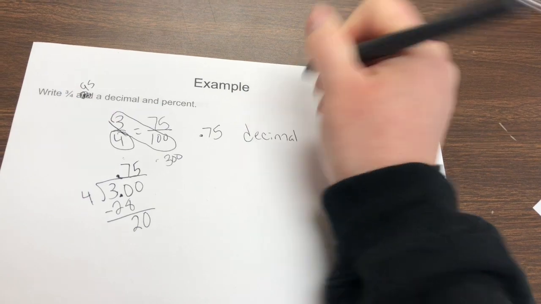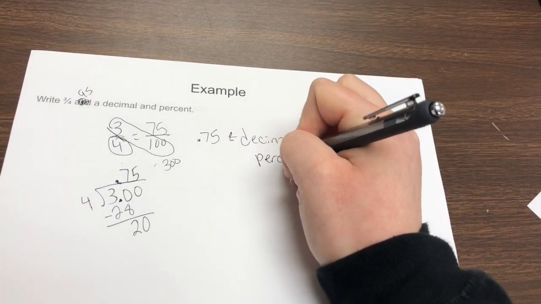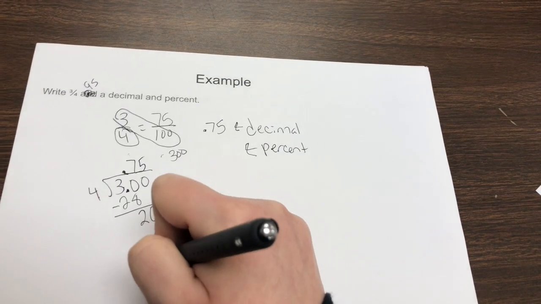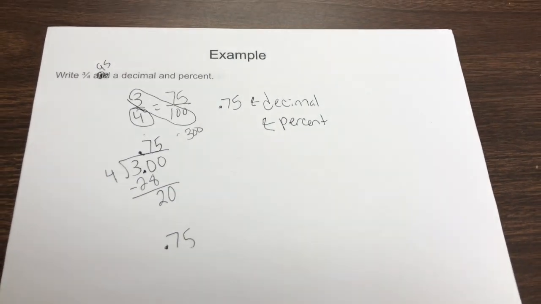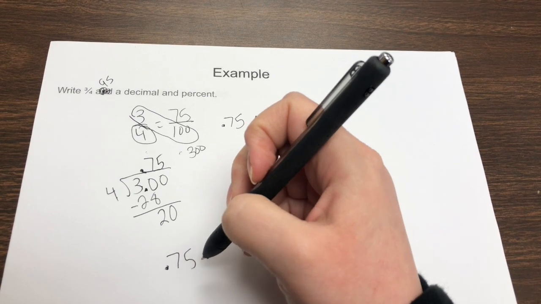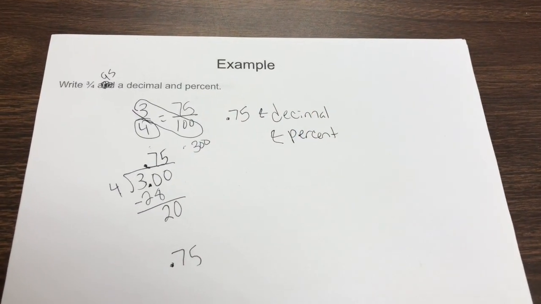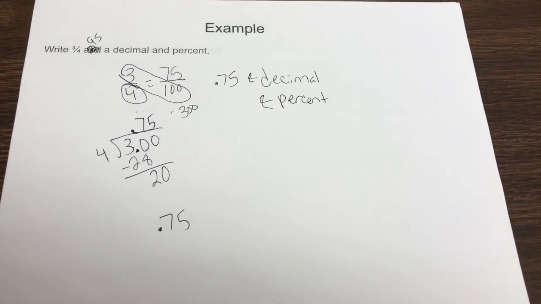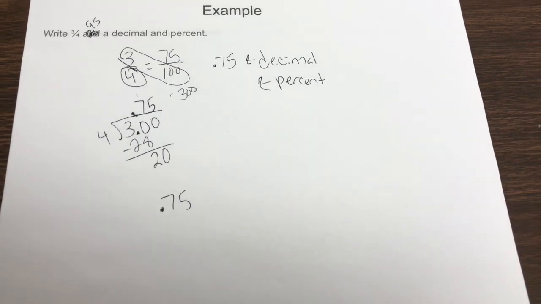That was one part of our question, but now we also have our percent. So don't forget to answer both parts of your questions. Now, when we're changing this decimal to a percent, we start with the decimal and we move it 2 places to the right. That's also like multiplying by 100 and getting your percent.